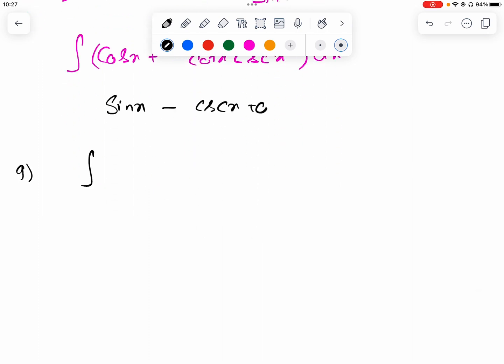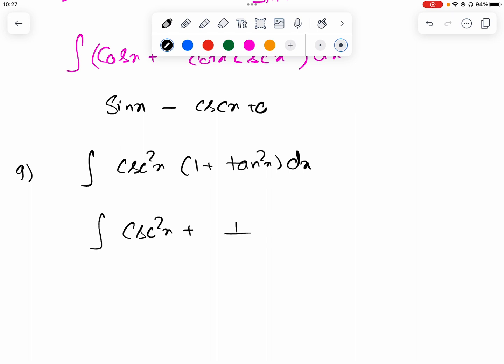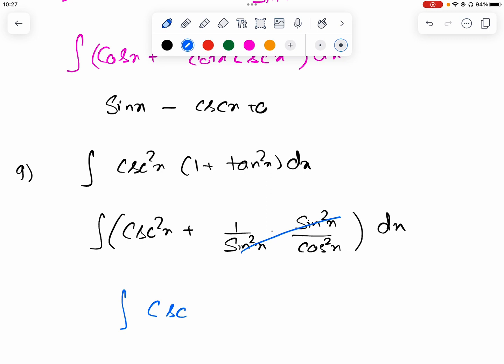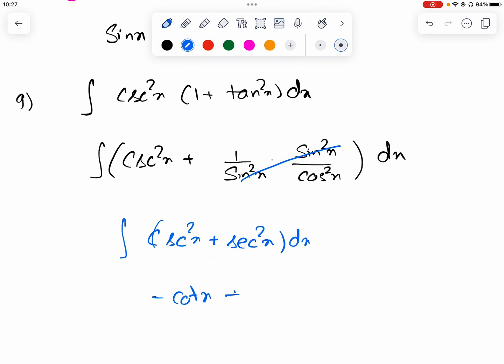Part G, integral of cosecant square x times (1 plus tan square x) dx. So cosecant square x times 1 is cosecant square x. Cosecant square x times tan square x: cosecant square is 1 upon sin square x, tan square x is sin square x upon cos square x, then sin square x gets cancelled. So what am I left with? Cosecant square x plus secant square x. What is the integral of cosecant square x? Minus cotangent x. What is the integral of secant square x? Tan x plus c.